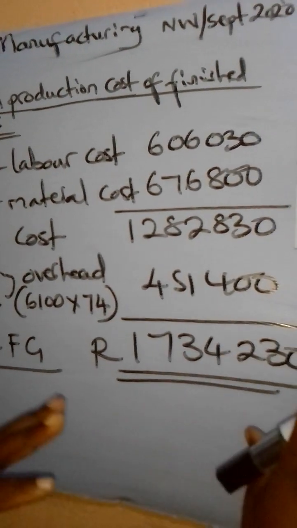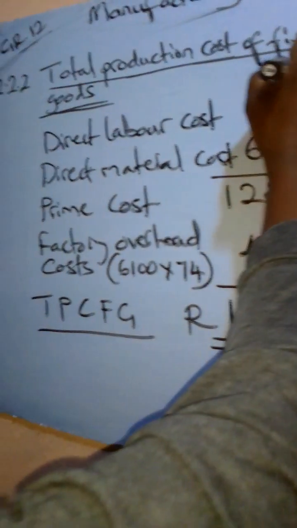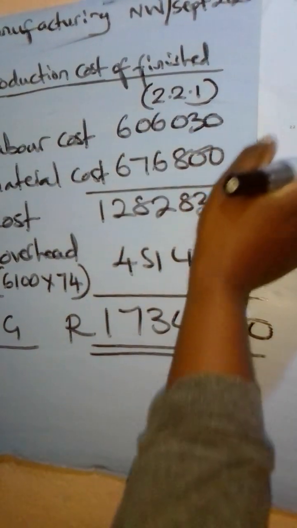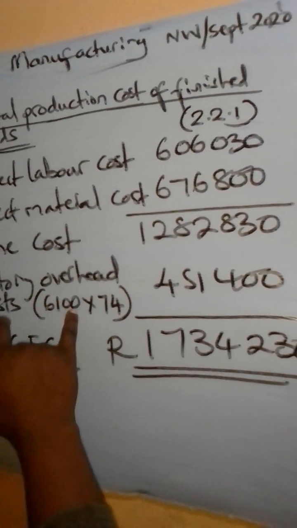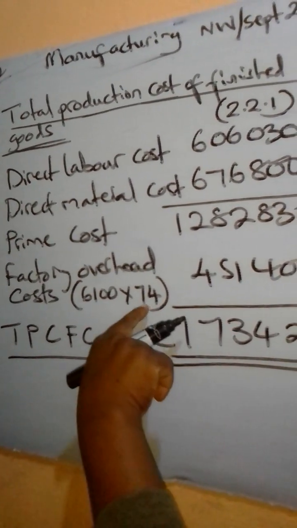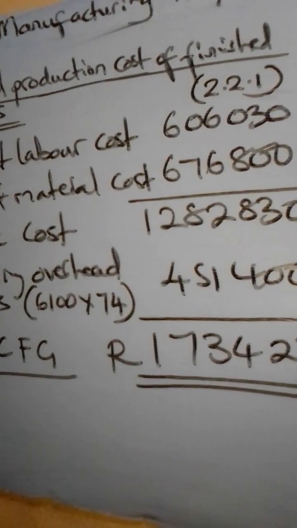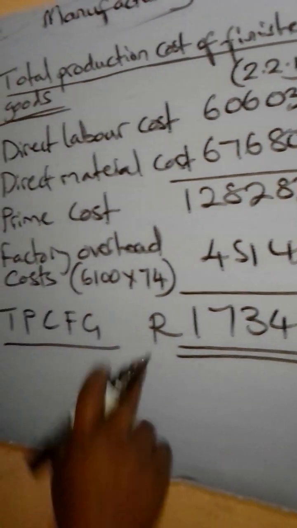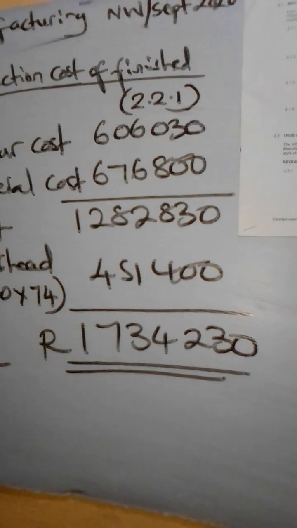This was a simple calculation. Actually, most of the figures were given. The only amount that we calculated in 2.2.1 was the amount for the direct labor cost. The direct material cost is given, and then the factory overhead cost, we're given the amount per unit, and we had to multiply by the number of units that were manufactured. So our total production cost of finished goods finally comes up to 1,734,230.